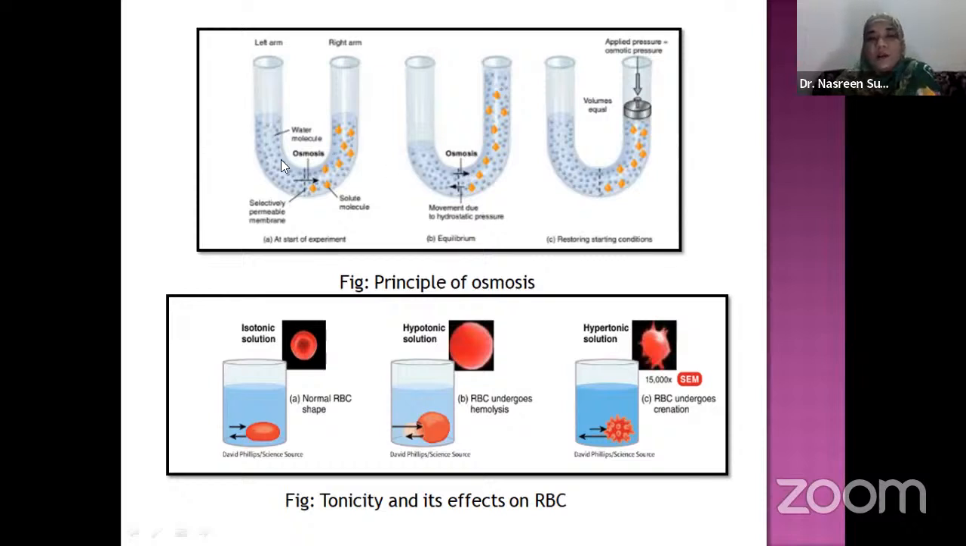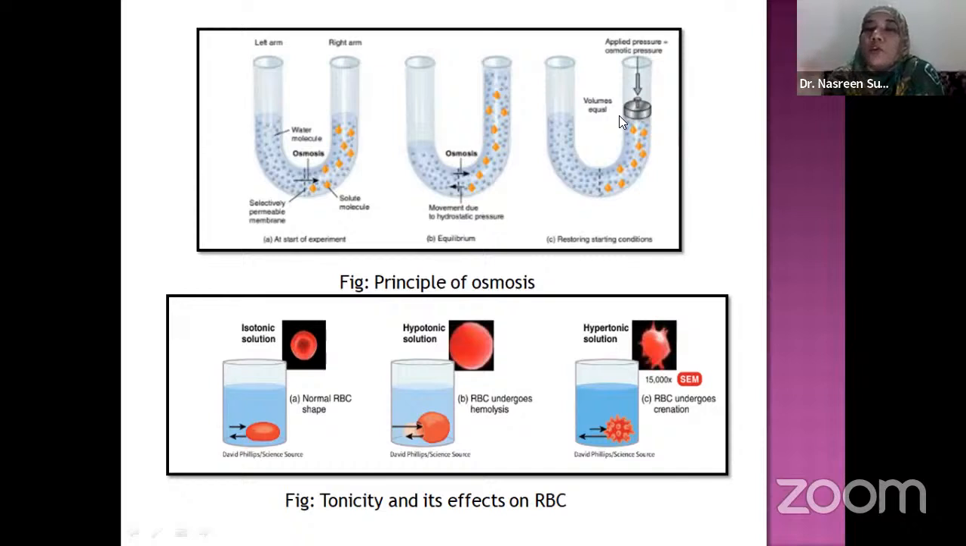So here there is a higher concentration of water, I'm not talking about the solute, and a low concentration of water on the other side. When you leave this for a certain period of time, the molecules will move from your left arm to the right arm, so that the concentration of water is balanced.